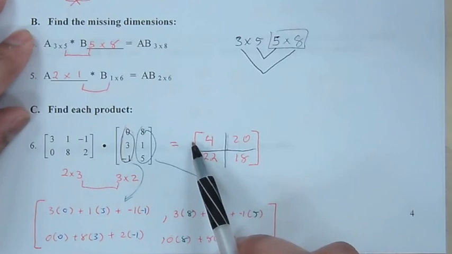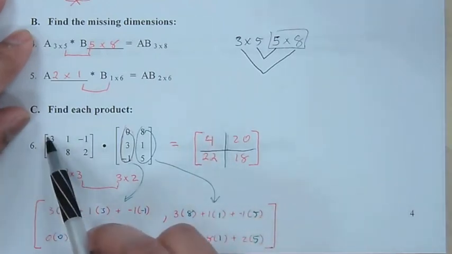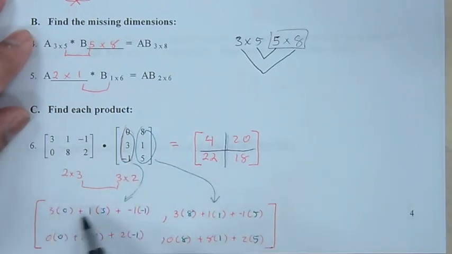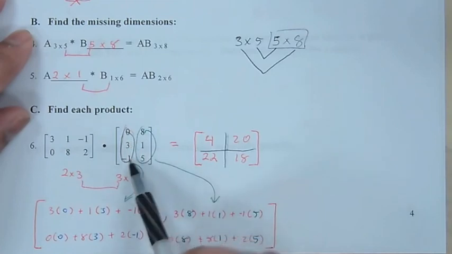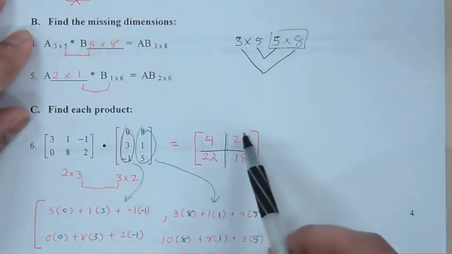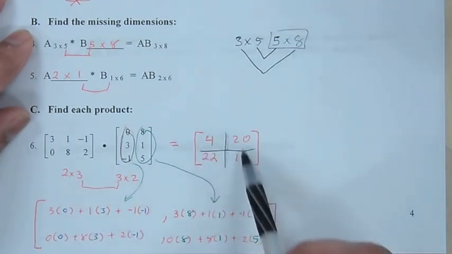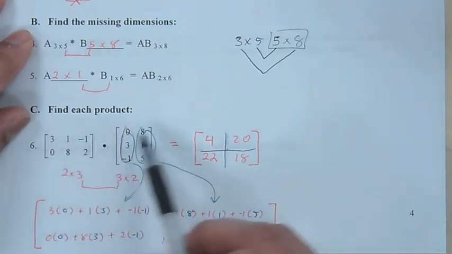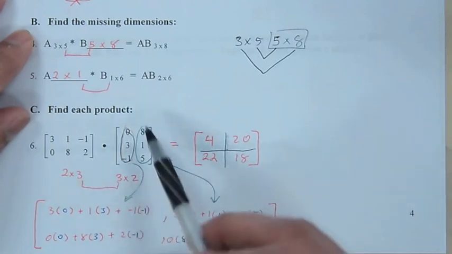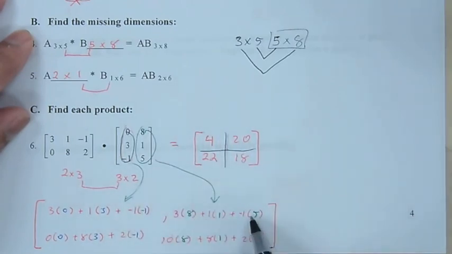This is row 1, column 1. So we multiply row 1 of this matrix by column 1 of this matrix right here. Row 1 is 3, 1, negative 4, multiplied by 0, 3, negative 1. Sorry, that's a negative 1. When you multiply those and add those together, you get the number 4. This is the first row times the second column: 3, 1, negative 4 times 8, 1, 5. Multiply and add, we get 20.